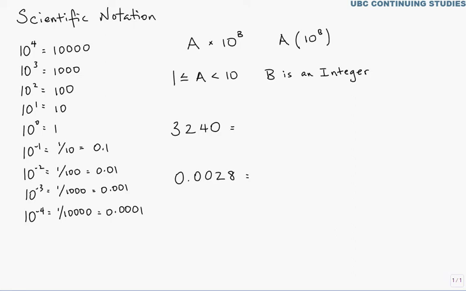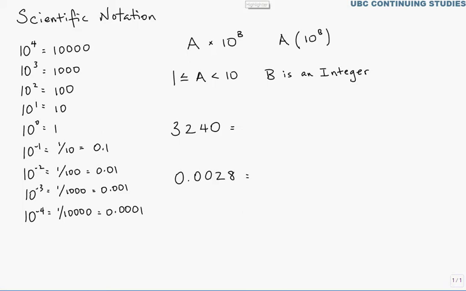Scientific notation is a way to write either very large or very small numbers. So on the left I have just a review of powers of 10. 10 to the power 4 is 10,000, 10 to the power 3 is 1,000, etc., all the way down to 10 to the minus 4, which is 1/10,000th, or 0.0001. Now you can go a lot further up, bigger numbers, or a lot further down to get smaller numbers.